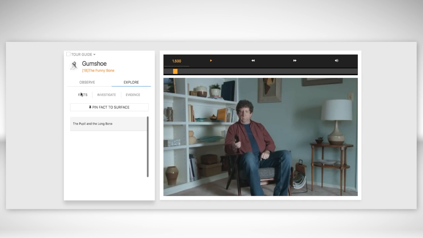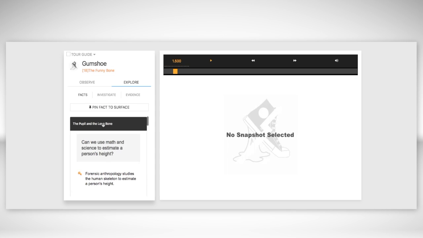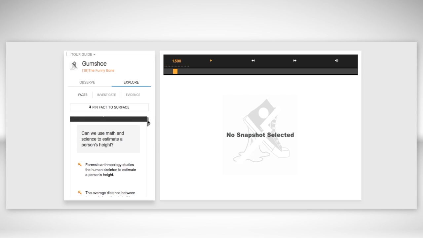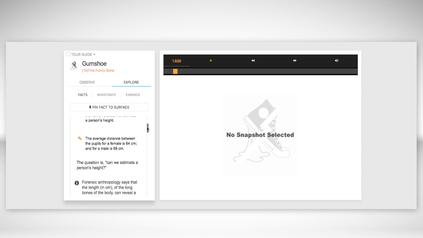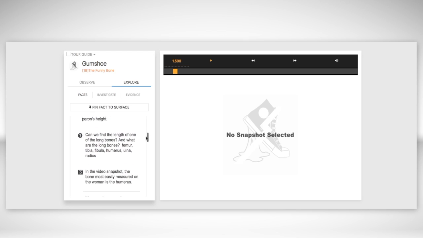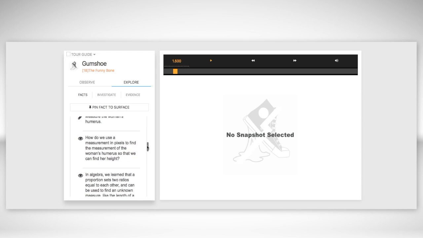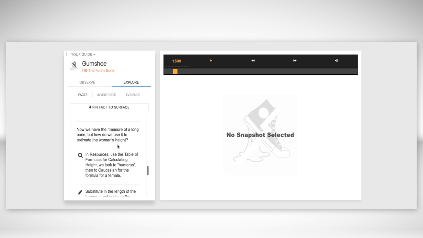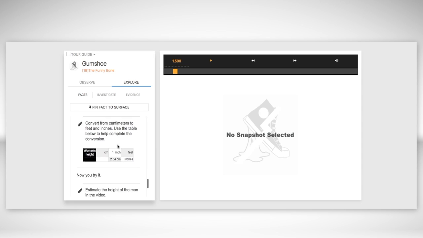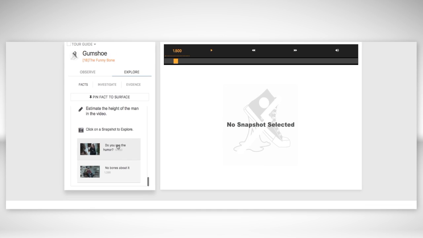Explore mode is where students are able to review facts, investigate, and collect evidence. Facts are where instructors are able to provide a variety of information to the student, ranging from clues to contextual help to questions, things that make the student think more conceptually. Each fact may contain one or several snapshots that are actually taken from the video by the instructor's discretion, requiring the student to go in and collect evidence as part of an assignment or learning process.